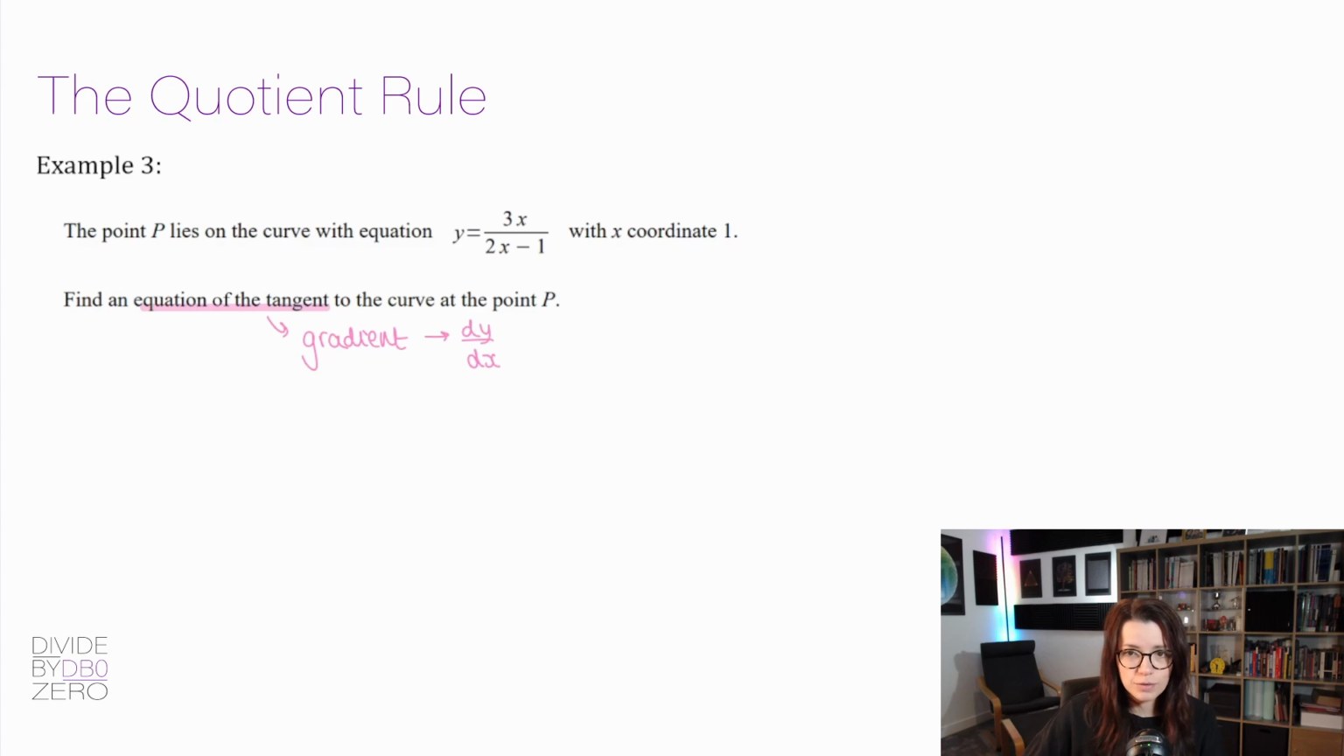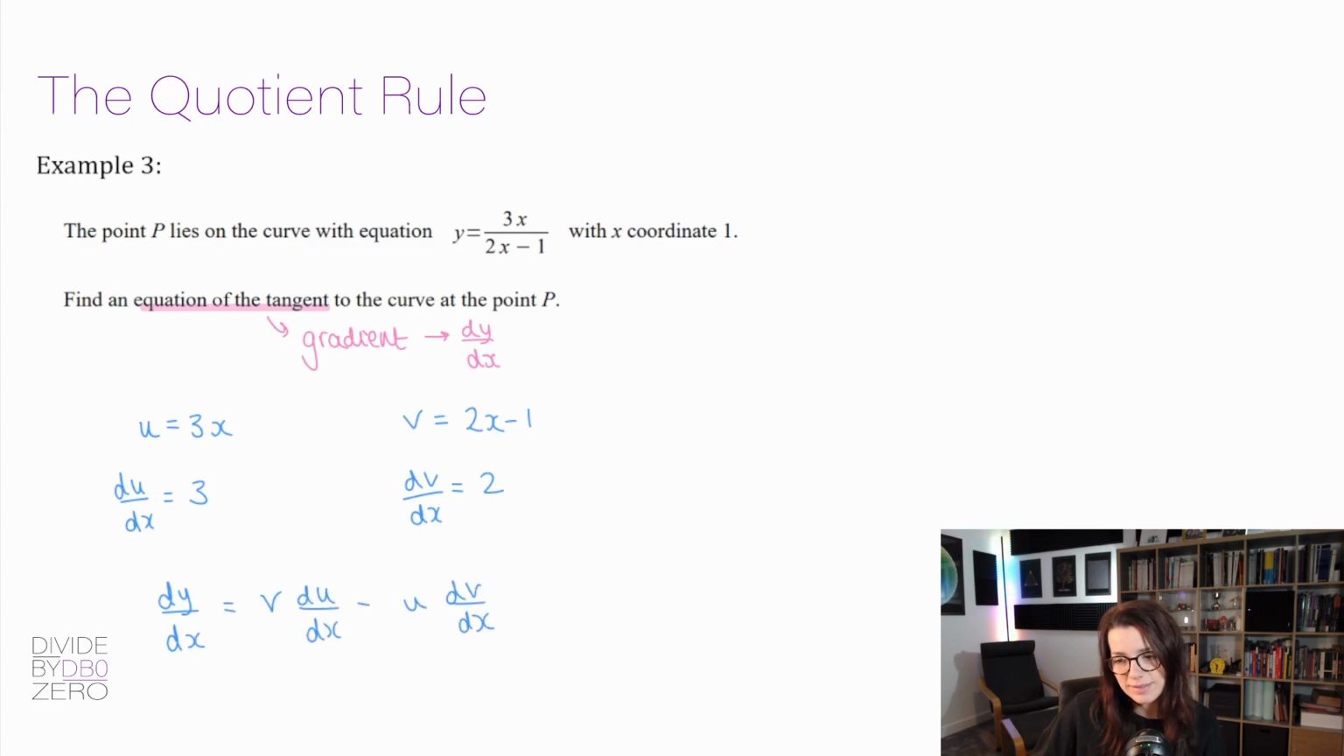So let's use the quotient rule to find dy dx. Now it's important that you set u always to be the top function, so 3x in this case, and v to be the bottom function. We do du dx, which is 3, and dv dx, which is 2. And then we apply the quotient rule. So dy dx equals v du dx minus u dv dx all over v squared. And that's the quotient rule here.